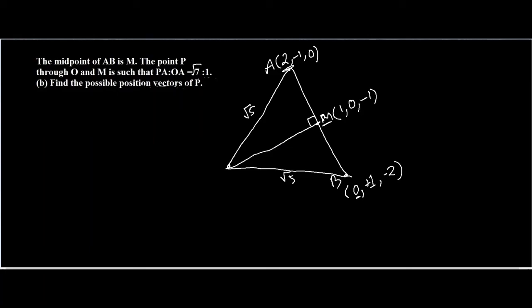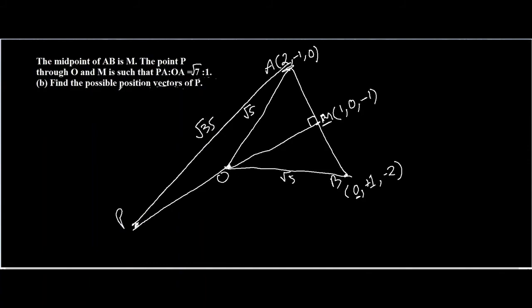Yeah, isosceles triangle. Alright. So they're saying that there is a point P on OM such that the length PA is square root 7 times OA. OA is this square root 5. No, that is not possible because square root 35 will be much longer than OA. That means this is the wrong positioning of P. So P has to be somewhere here, so that it is square root 7 times square root 5, which becomes square root 35.